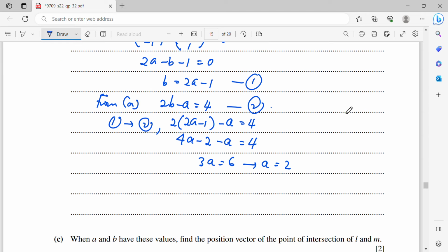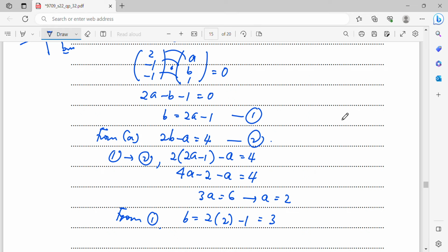Okay. Once you have found the a, then you can find the b from the first equation. So from the first equation, my b is 2a, a is 2, then minus 1. That means you are getting 3. Alright. So that's the way to solve this question.